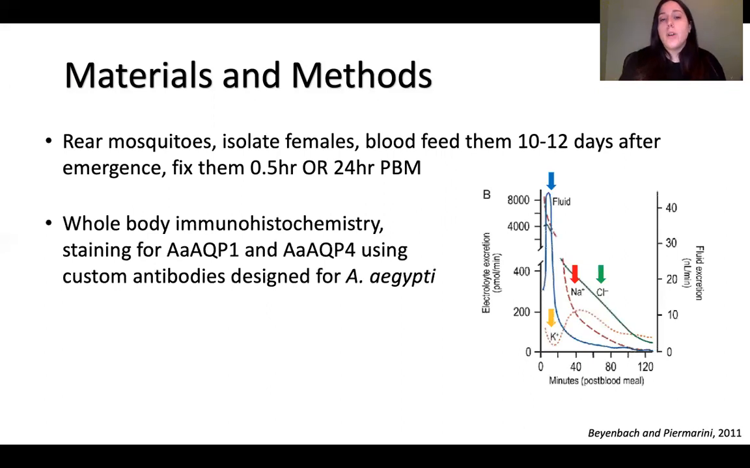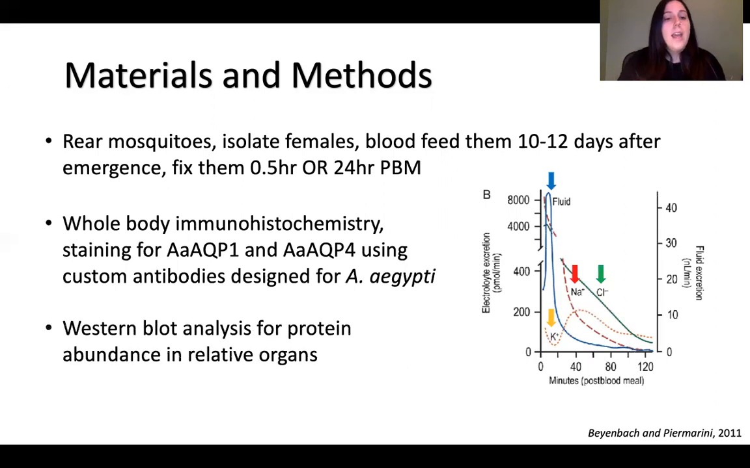And whole body immunohistochemistry has also been done, staining for Aquaporin 1 and Aquaporin 4, using custom antibodies designed for Aedes aegypti. And Western blot analysis for protein abundance in the relative organs has been done and is the subject of continuing research for myself.